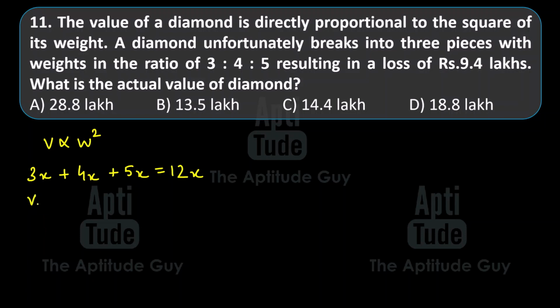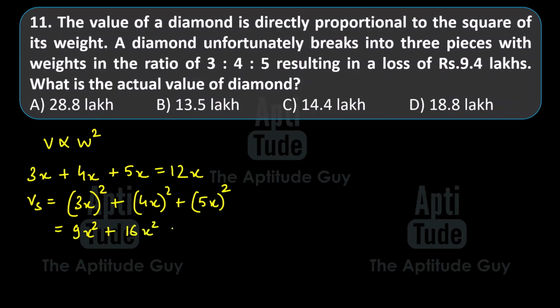Now, what will be the value of the smaller diamonds? We know that value is directly proportional to the square of the weight. So, value of the smaller diamonds would be the sum of the squares of all of these. So, the value will be 3x whole square, weight square is value, plus 4x whole square plus 5x whole square. This is equal to 9x square plus 16x square plus 25x square. This is equal to 50x square. This is the value of all the small diamonds.